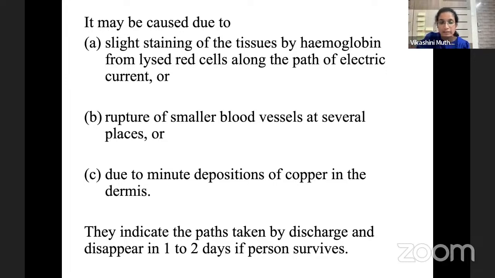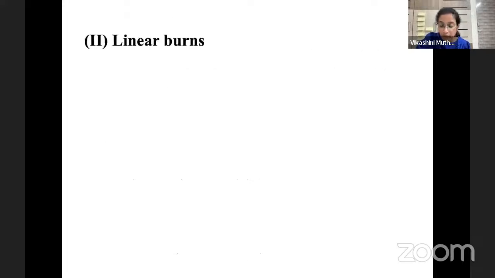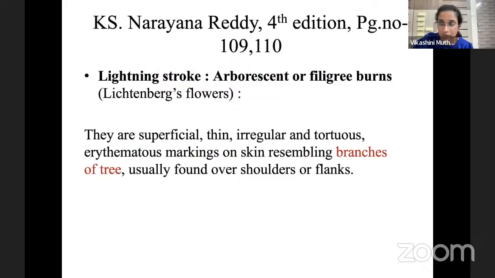And if the patient survives for 1 or 2 days, this filigree burns will disappear in 1 or 2 days because it's very thin and superficial, right? So if the patient survives, you can see that this filigree burns disappearing. And yeah, there are other types of burns that are being caused by these lightning burns, and this takes its reference from Narayana Reddy. It's a forensic medicine book.